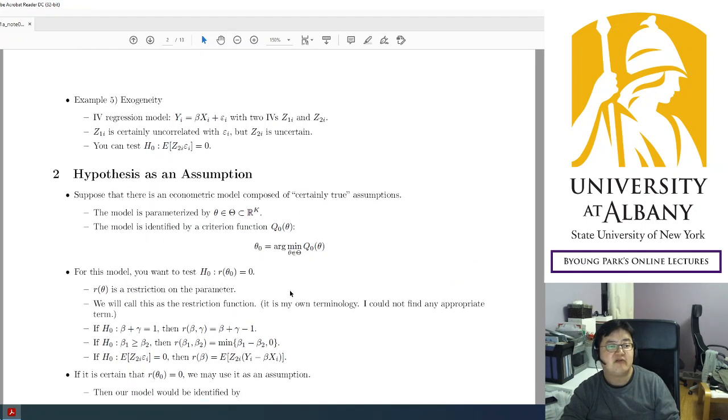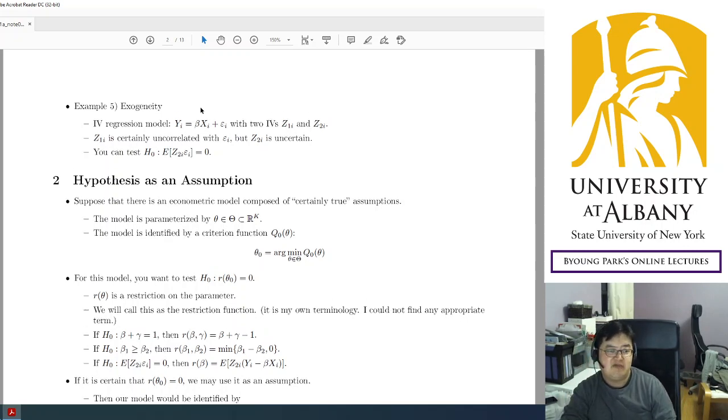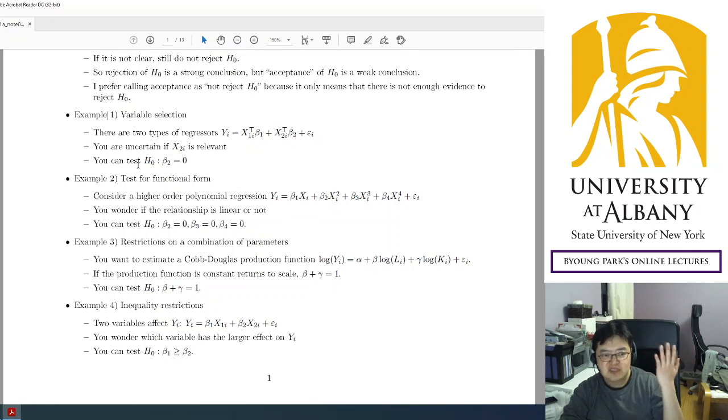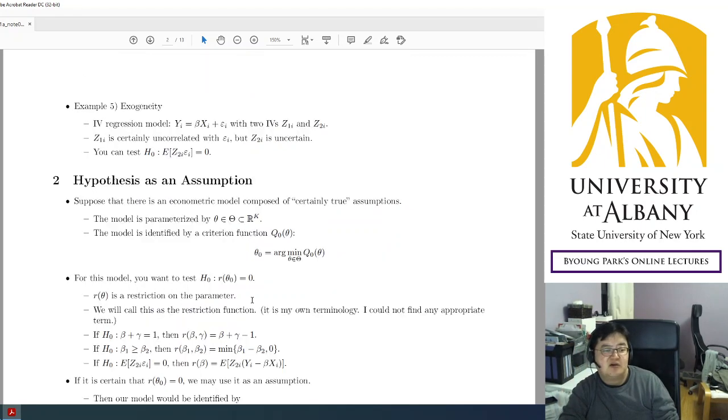And finally, example 5, exogeneity. So this is a very interesting question. Maybe this is a new example to you. I assume that you have seen some of these others. You must be familiar with these examples, and you should have an idea how you can test them. But now exogeneity may be new.